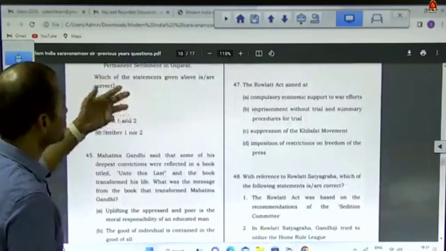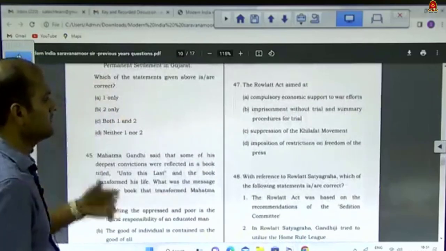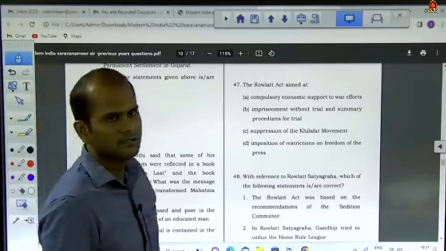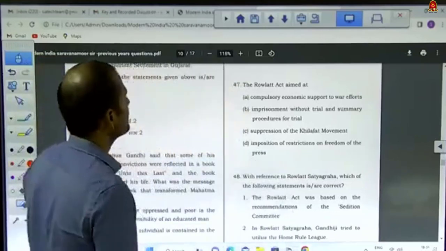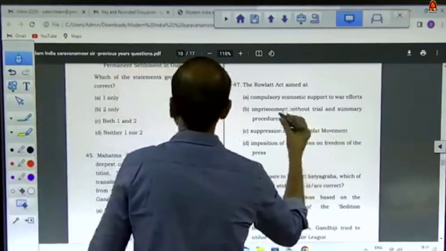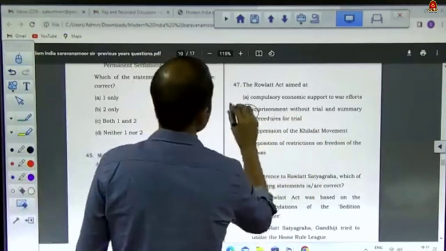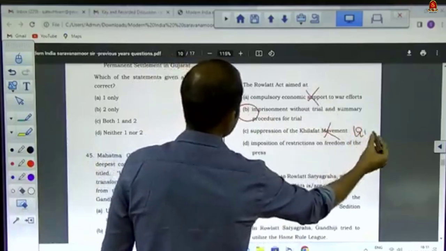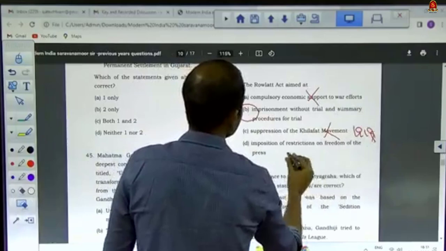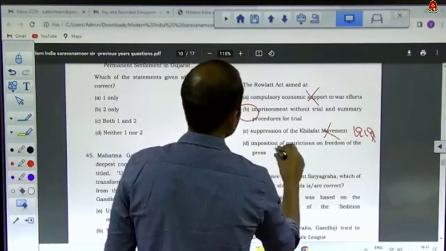The Rowlatt Act, popularly known as the Anarchical and Revolutionary Crimes Act, aimed at, am I right, imprisonment without trial and summary procedure. It's one of the easiest questions. Compulsory economic suppression of Khilafat movement 1919. After the Rowlatt Act only this happened. Imposition of restriction on freedom of press. No way related.